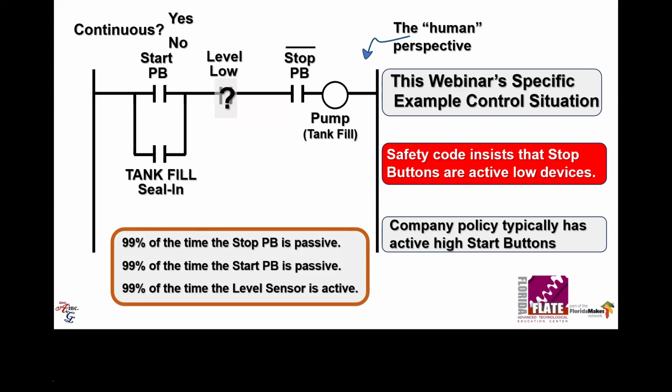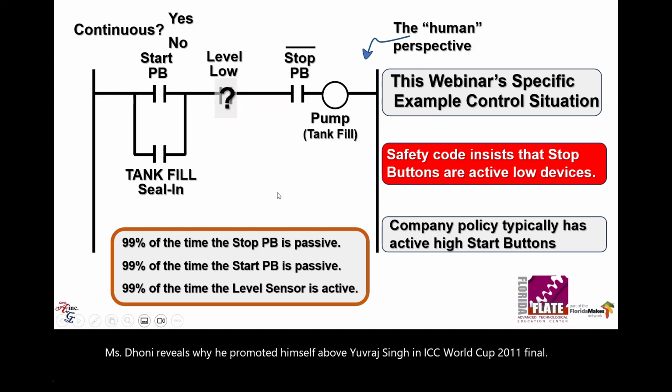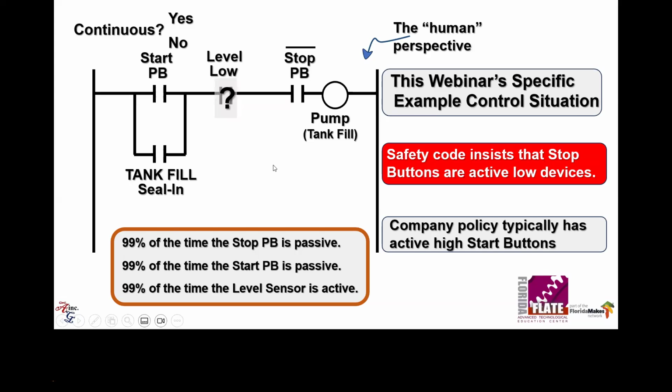This should make sense. Remember, we're trying to fill something. If we're not filling anything at all, and it's just sitting idle, not working, then the stop button is passive, and the start button is passive. Once you start pushing buttons, then they go active. The level sensor is always active but it may not have any say about what's going on. So that's why I assign those percentages.